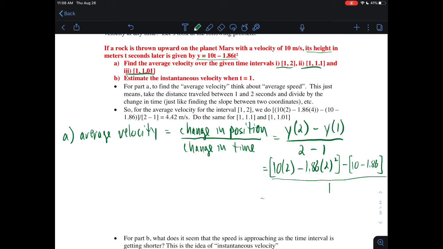So for what I have written here, 10 times 2, that's 20. 1.86 times 2 squared, or 4, that gives me 7.44. And then I have to subtract the value 10 minus 1.86, which is 8.14. And then I divide all of that by 1. So this just becomes 20 minus 7.44 minus 8.14, which is 4.42. Divide that by 1.